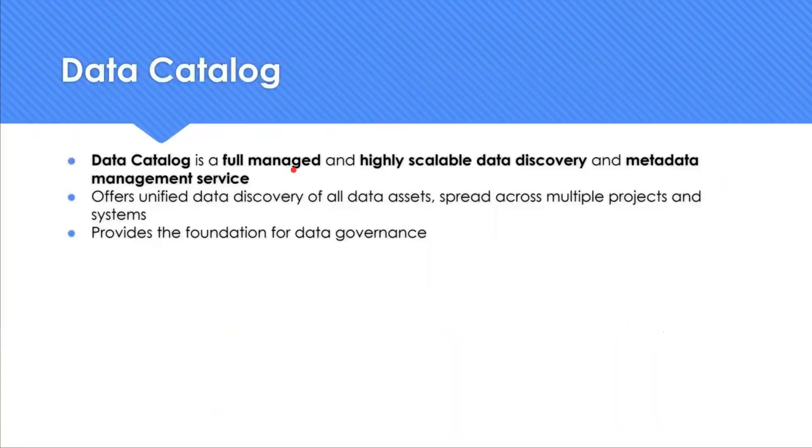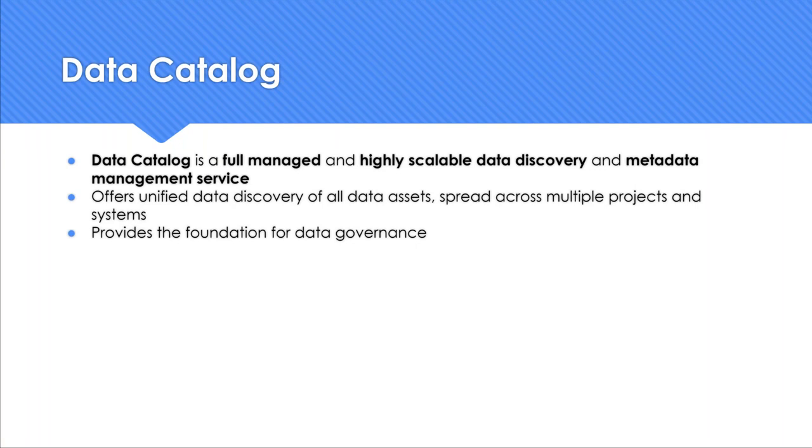We have one last component in our big data category, which is Data Catalog. It is a managed service for data discovery and data governance. Its basic purpose is metadata management, data on top of data, or a description of your data. If you create a BigQuery dataset, table, or PubSub topic, you can add a description, and those things can be searched.